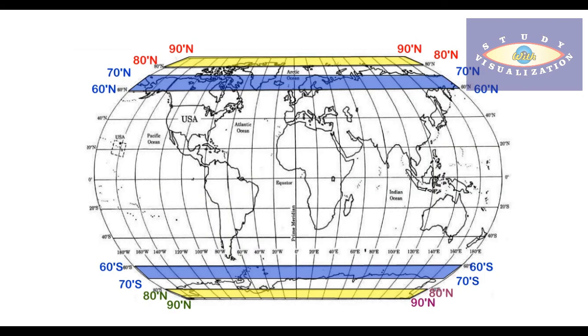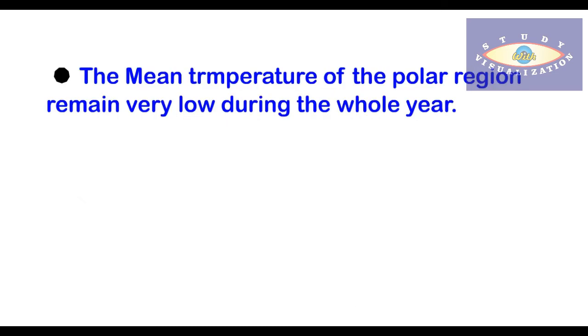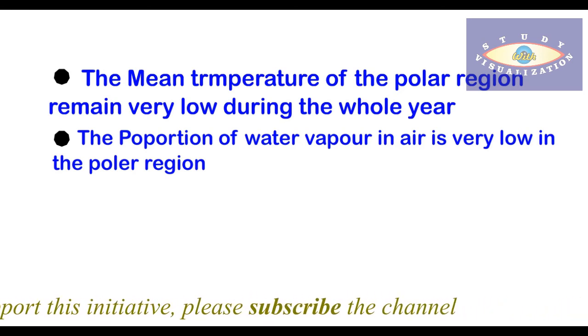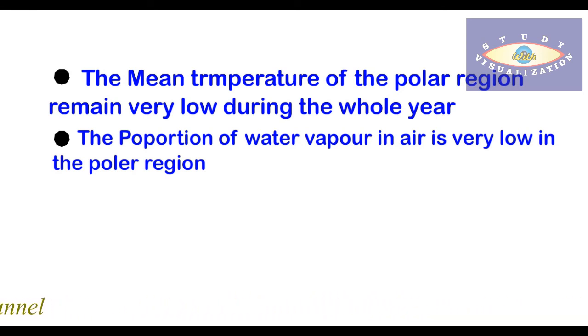We have denoted the subpolar region with blue color and the polar region with yellow color. In case of the polar region, the mean temperature of this region remains very low. Air in the polar region generally has a very low quantity of water vapor.